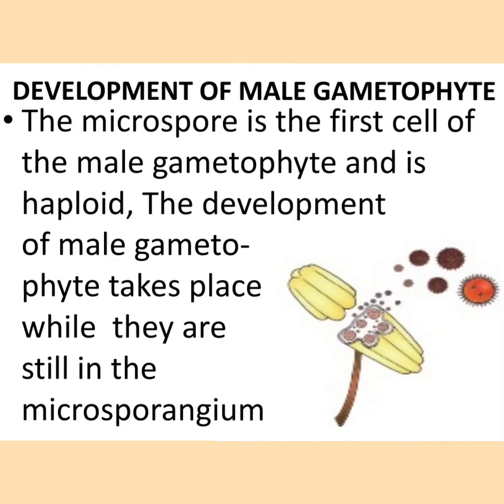Now, let us discuss the development of the male gametophyte. The microspore is the first cell of the male gametophyte and is haploid in nature. The development of the male gametophyte takes place while they are still in the sporangium.